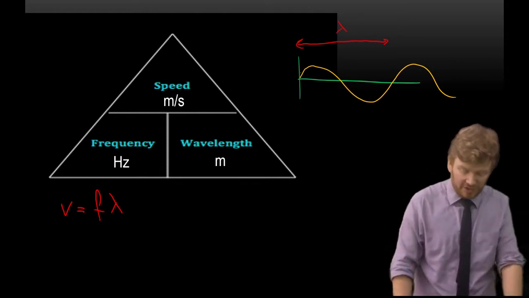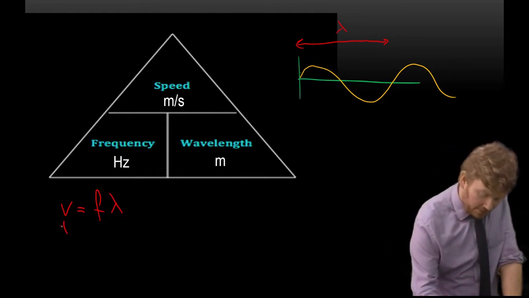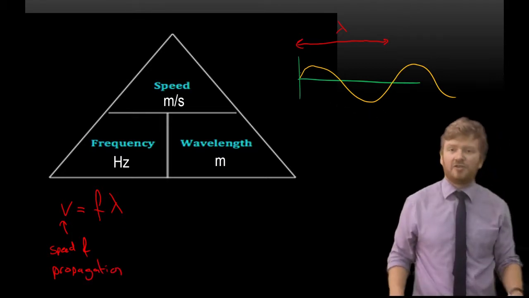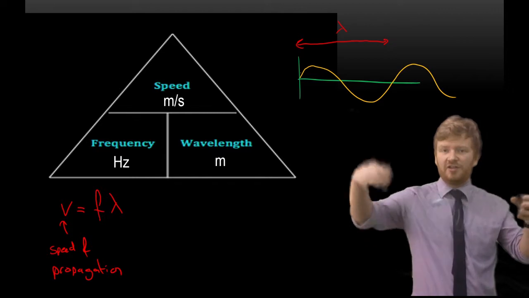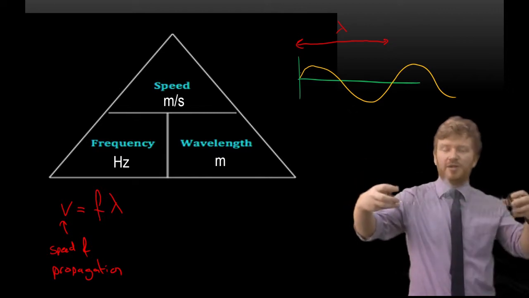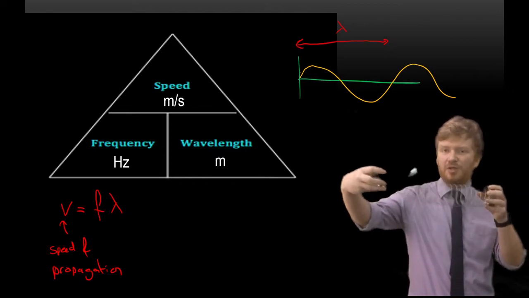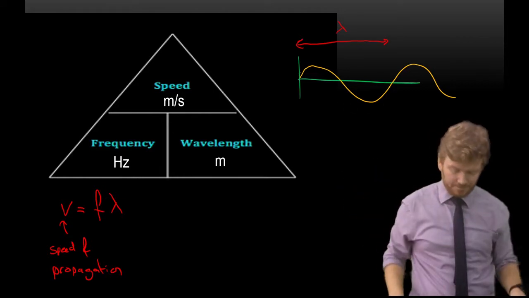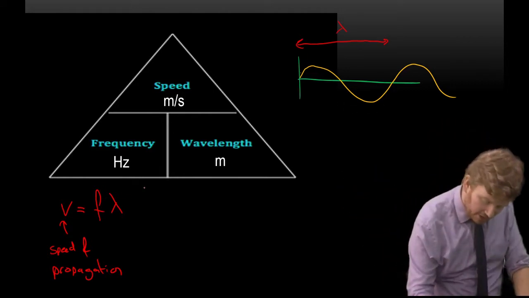So what does that mean? V is the speed of propagation. It is how quickly it takes the wave. If I start sending energy at this end, how quickly will it reach this end? It's the speed between you doing something over here and it being received over here. Lambda, as you know, is the wavelength.